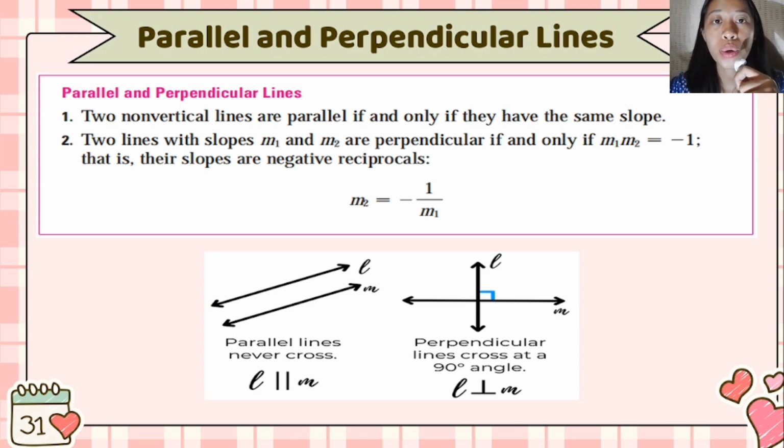Now let's move on to perpendicular lines. Two lines with slopes m sub 1 and m sub 2 are perpendicular if and only if m sub 1 times m sub 2 is equal to negative 1. That is, their slopes are negative reciprocals. m sub 2 is equal to negative 1 over m sub 1. So this means that perpendicular lines always intersect at a 90-degree angle, just like the corner of a square, or as you can see here in the right figure below.